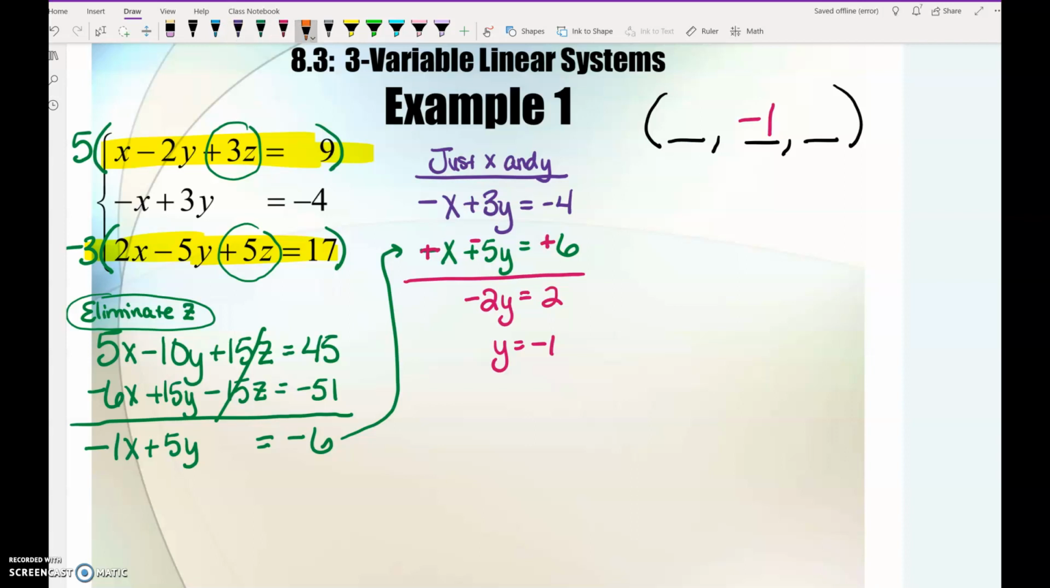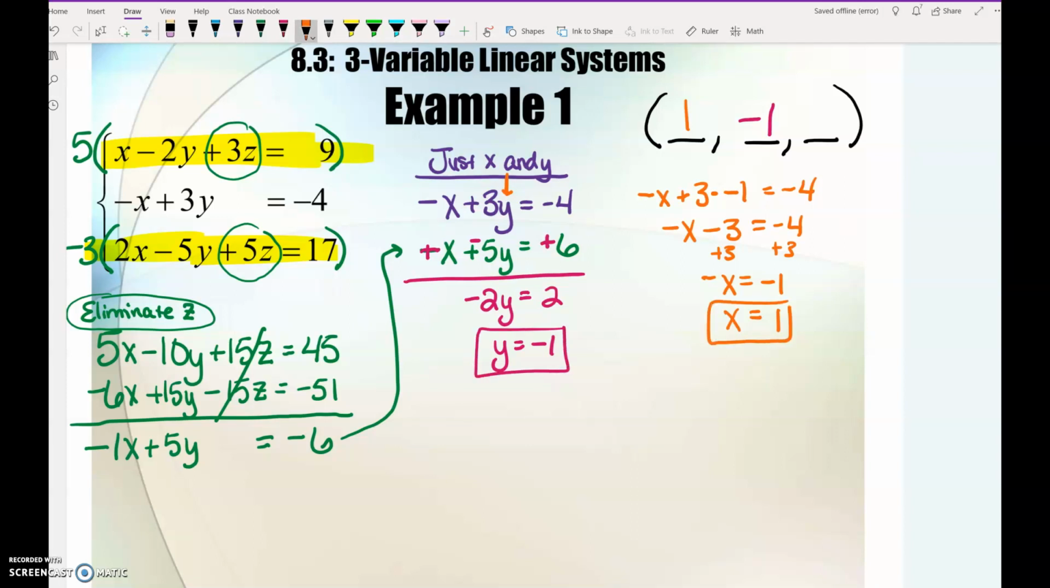So if I take this y equals negative 1 and plug it in here, negative x plus 3 times negative 1 equals negative 4. If we add 3 to both sides, we get negative x equals negative 1, so x equals 1. Now we know that y is negative 1. We know that x is positive 1.